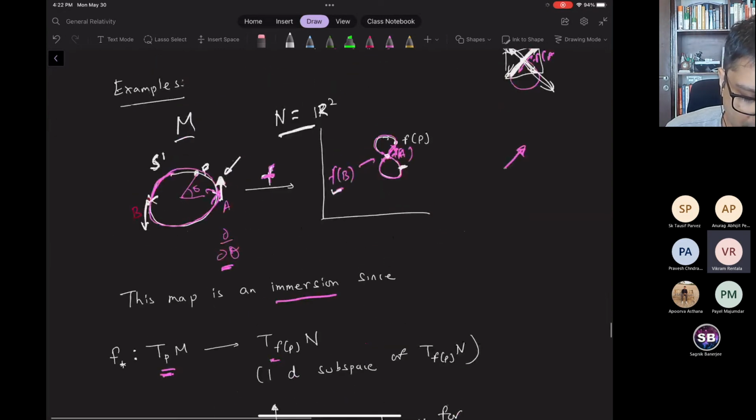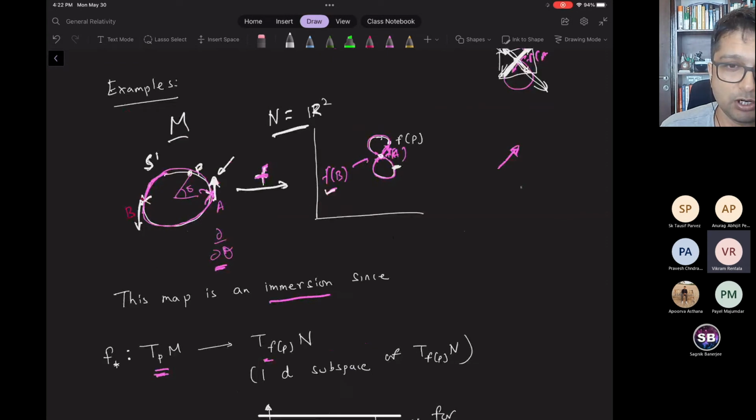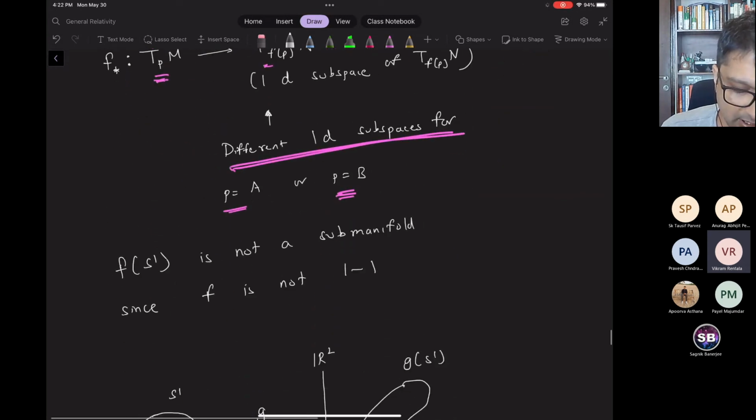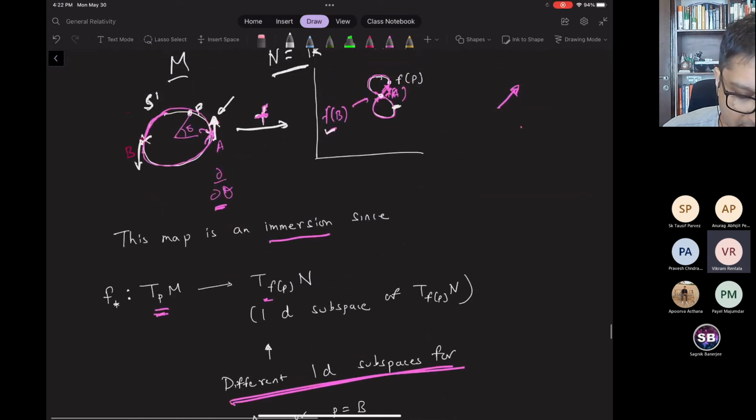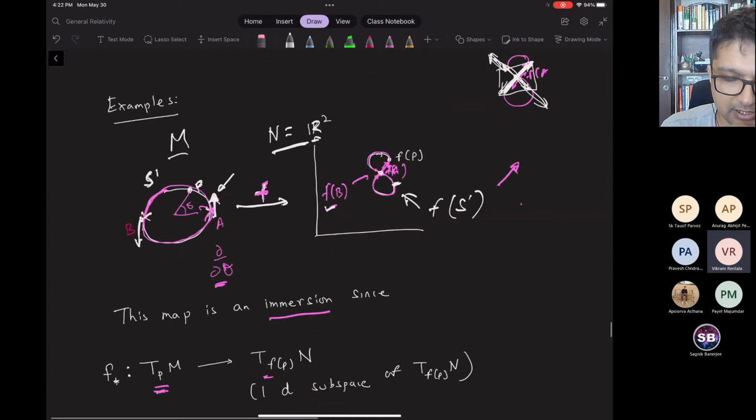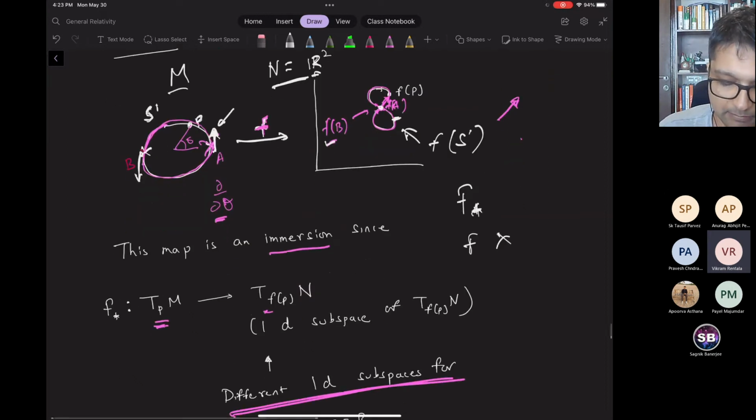However, this map f of S1 is not an embedding, and therefore this f of S1 is not a submanifold of R2. The reason it's not a submanifold is because f star is 1-to-1, but f is not 1-to-1, because A and B are mapping to the same point here. So this map would be called an immersion, but it would not be called an embedding. It's not an embedding map, and therefore this figure 8, which is f of S1, is not a submanifold of R2.